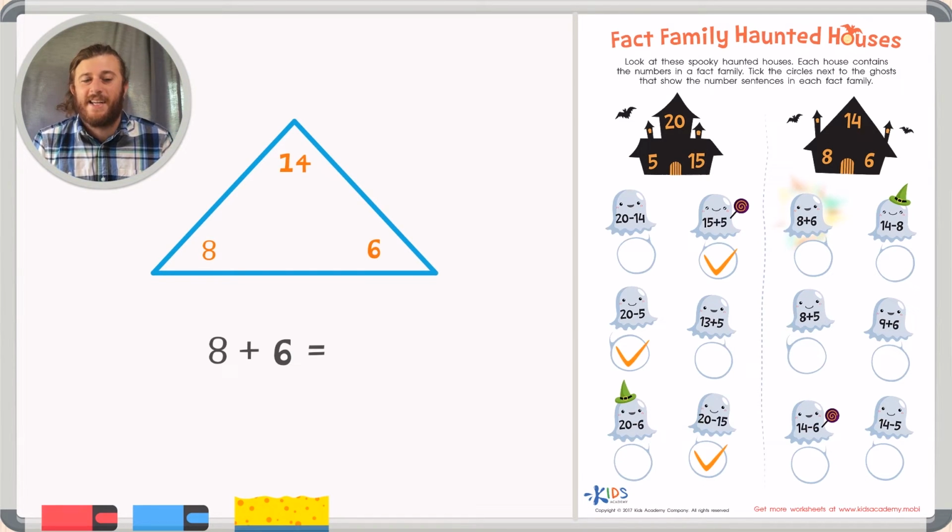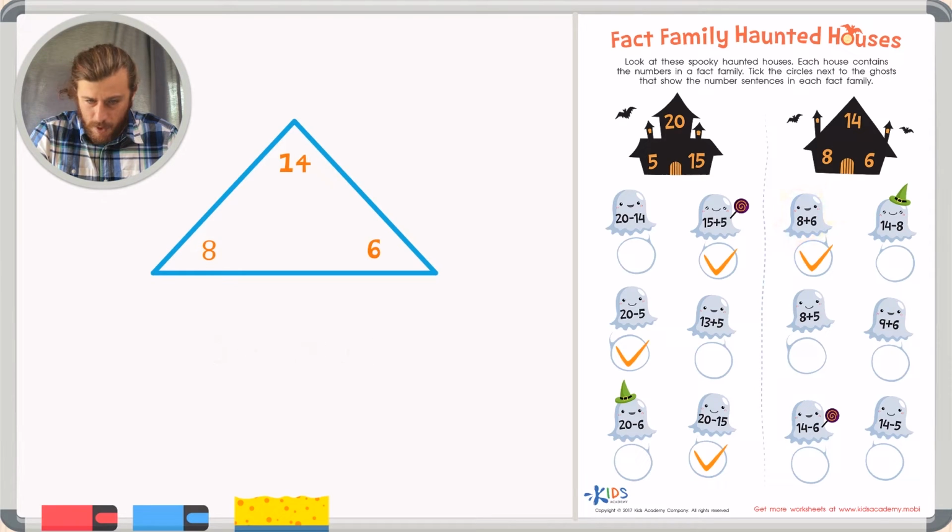But let's make sure they add together to equal 14. 8, 9, 10, 11, 12, 13, 14. 8 plus 6 equals 14. And these are the three numbers inside our fact family, so I believe that this is correct.